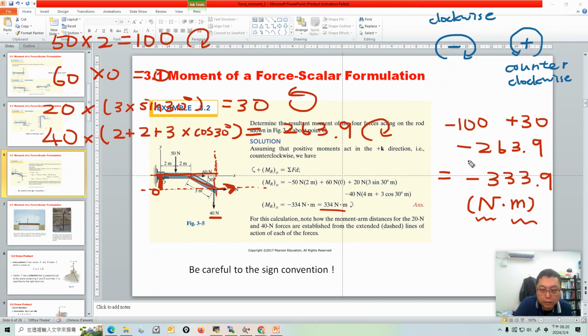But this is a planar case. In more realistic problems, we are dealing with the 3D world. If it's a 3D system, using the force magnitude times the lever arm doesn't work. So you need to use some other tools to help you calculate the moment in 3D space. We'll talk about the tool in the next video.